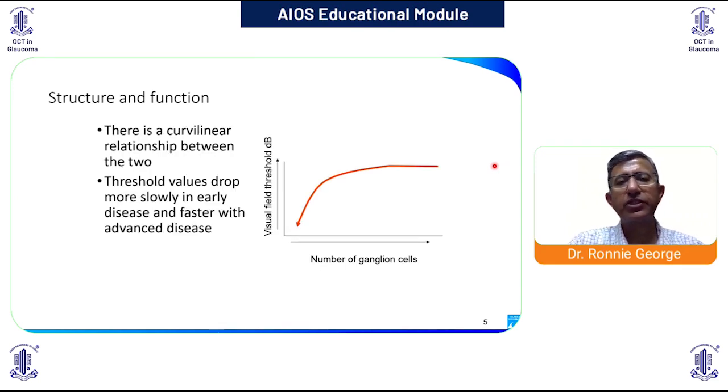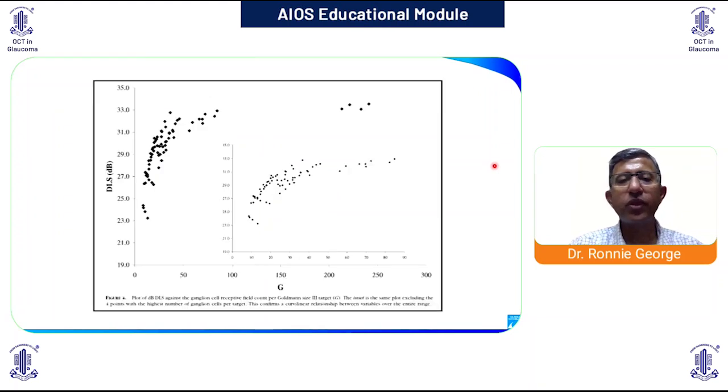So whenever we look at structure and function, there's a curvilinear relationship between the two. The number of ganglion cells are lost at a faster rate than the visual field changes. And if you look at this graph here, what you will see is that for this much of a drop in the ganglion cells, you see hardly any change in thresholds. And in fact, this is a typical curvilinear pattern that you see when the ganglion cells are dying, but the change starts becoming apparent once a lot of ganglion cells have actually died.